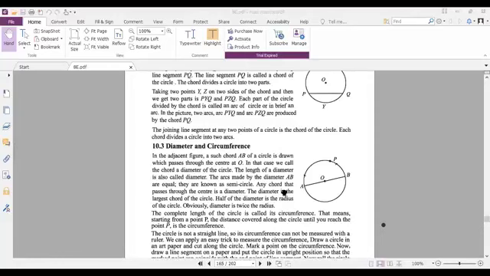The arcs made by diameter AB, these arcs and these arcs are the same. The arcs made by the diameter AB are equal. They are known as semicircles. APB and AQB are the arcs of this circle, and these two arcs are equal and are called the semicircles of this circle.